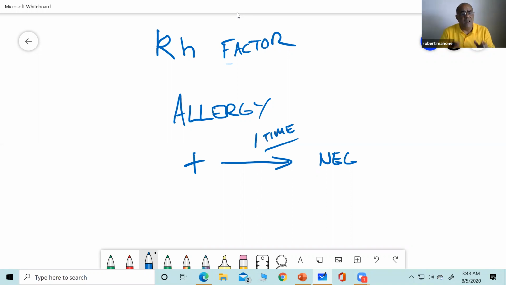The allergy starts on the first exposure, but the reaction won't happen until the second exposure. So RH factor cross transfusion is possible, but only one time. And if we ever did that to somebody, you better believe that in their medical record, it would be documented all over the record, sometimes on the cover of the record, that this person has already had a cross transfusion of the RH factor, so that nobody does it to them again.